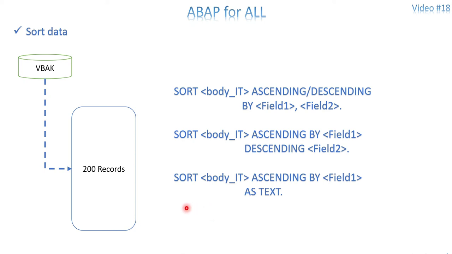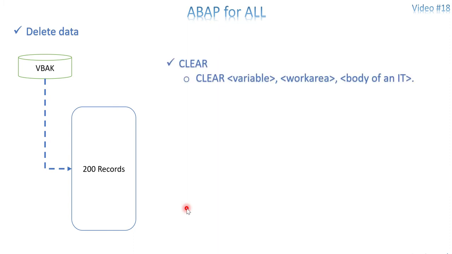Let me continue the slide, then we'll go to the system. And then next is delete the information. So how to delete the data from body of an internal table? So we have 4 different keywords. The first keyword is clear.